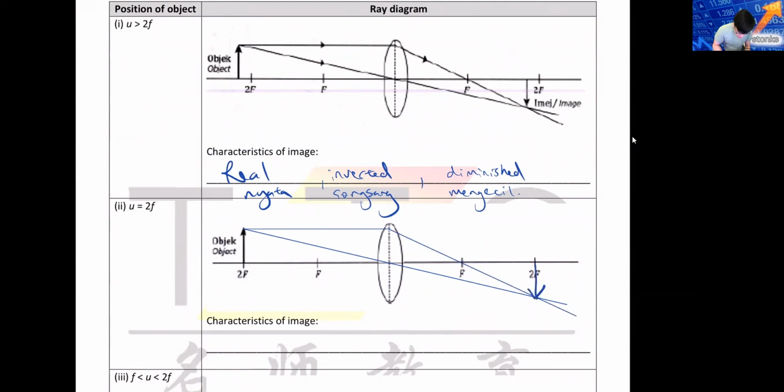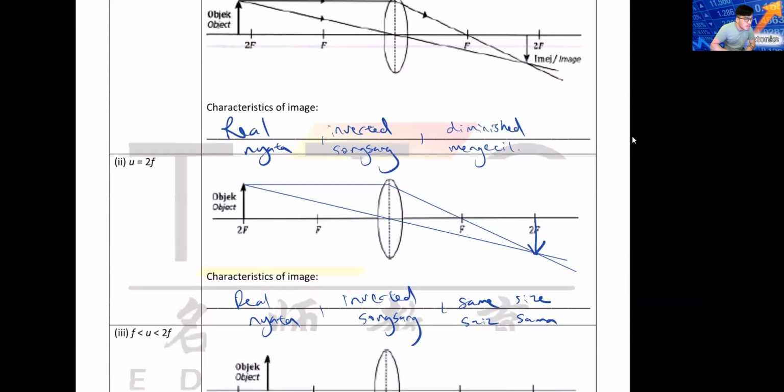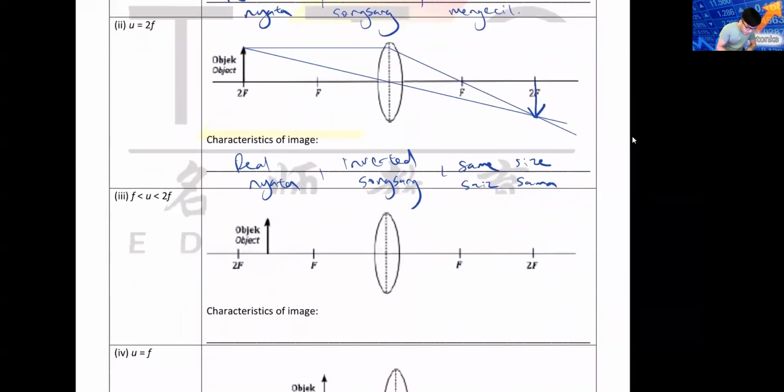So your object is here. Same thing, there's a screen here. Something is on a screen, so real. Nyata. Inverted as well. Songsang. And this neither becomes bigger nor smaller. If you can kind of see, it's almost the same size. I know it's not very clear, but they should be the same size. Okay, size sama. My diagram is not the best in the world, but I hope that you can kind of see they are the same size.